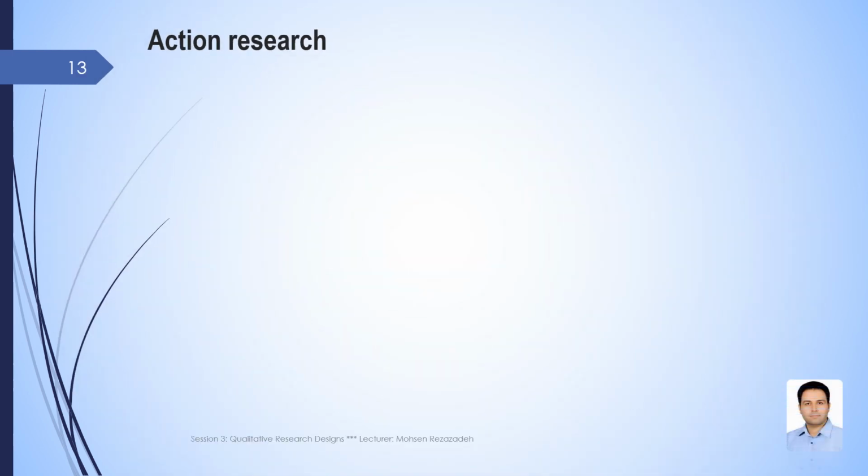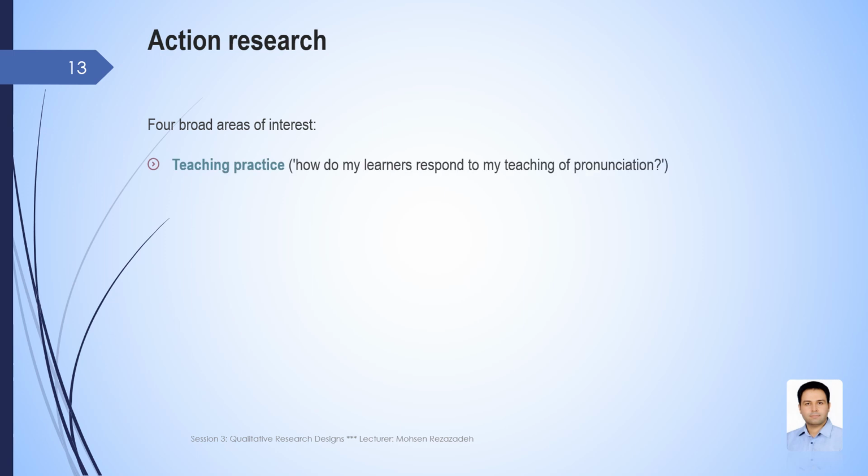There is a whole series of areas you may think to investigate using action research, but four broad areas of interest are commonly used by scholars. One is teaching practice. You're teaching and making changes in teaching practice. For example, how do my learners respond to my teaching of pronunciation? This can be a good topic for a type of action research.